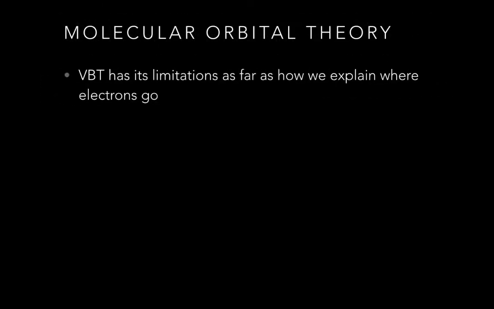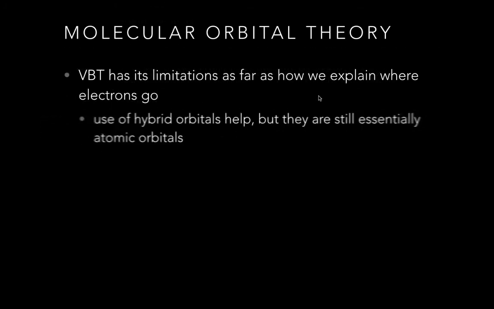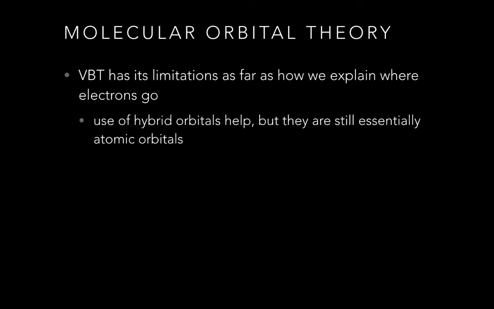Let's take our next step in complexity as far as our bonding theories. We've looked at VSEPR, we've looked at Lewis dot theory, we've looked at valence bond theory, and now we're going to take a look at molecular orbital theory. Now, valence bond theory has its limitations as far as how we explain where electrons go. We use hybrid orbitals to help show us how things combine and where their electrons are going, but those hybrid orbitals are still essentially atomic orbitals.